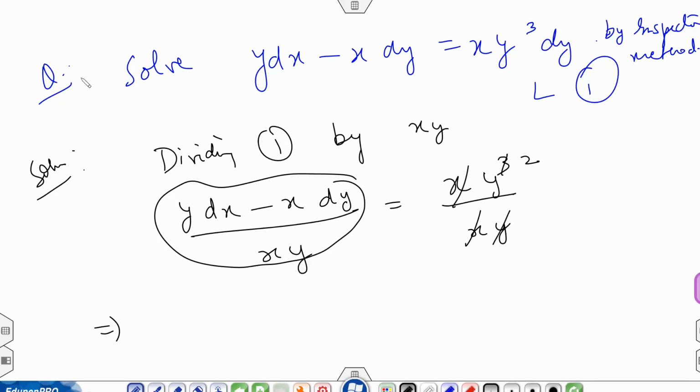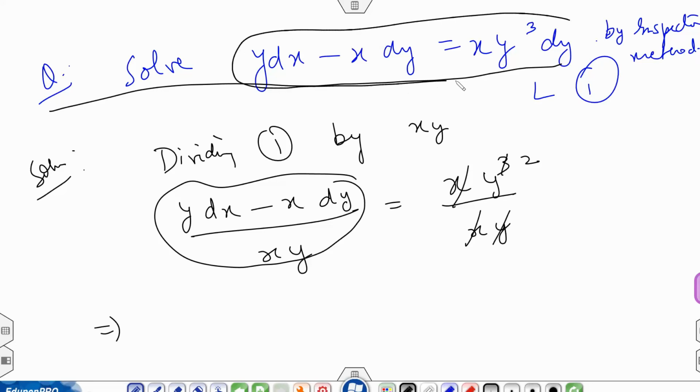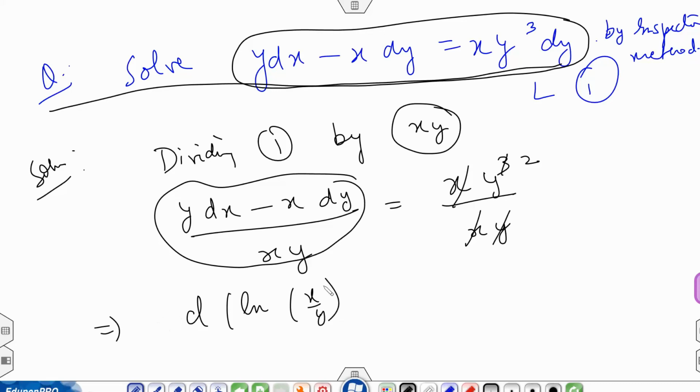I have written the question: solve this by the inspection method. For this, you first have to see the pattern, and then by looking at the pattern you divide this equation by x and y. Now if you divide it by x into y, what are you getting? On your left hand side, this can be written as d of x by y, and on this side we have y square.